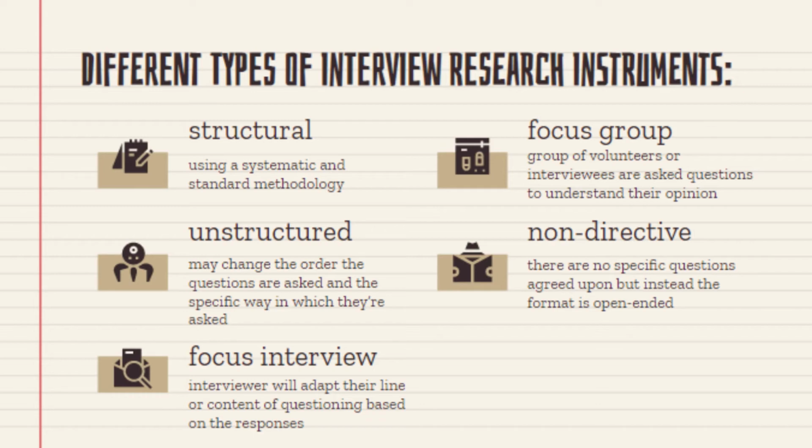Now, what are the different types of interview research instrument? The general format of an interview is when the interviewer asks their interviewee to answer a set of questions that are normally asked and answered verbally. Yet, there are several different types of interview research instruments that may exist. First is a structural interview. It may be used in which there are a specific number of questions that are formally asked of the interviewee and their responses recorded using a systematic and standard methodology.